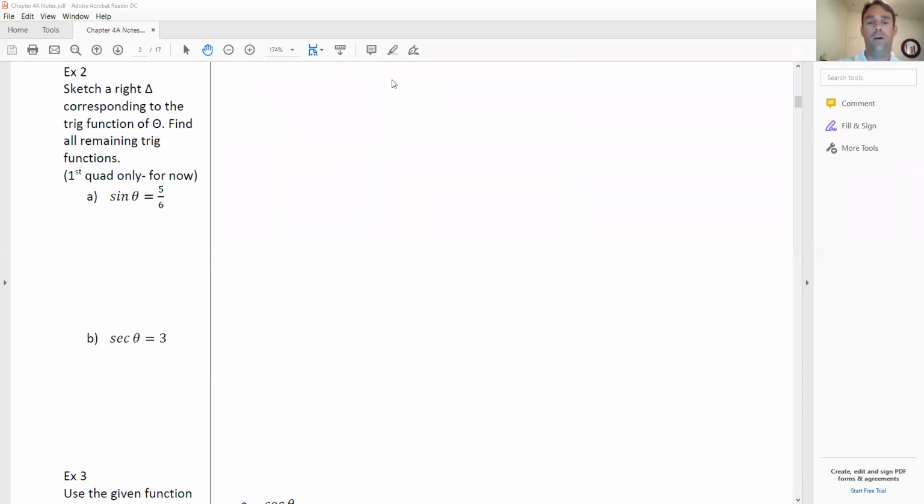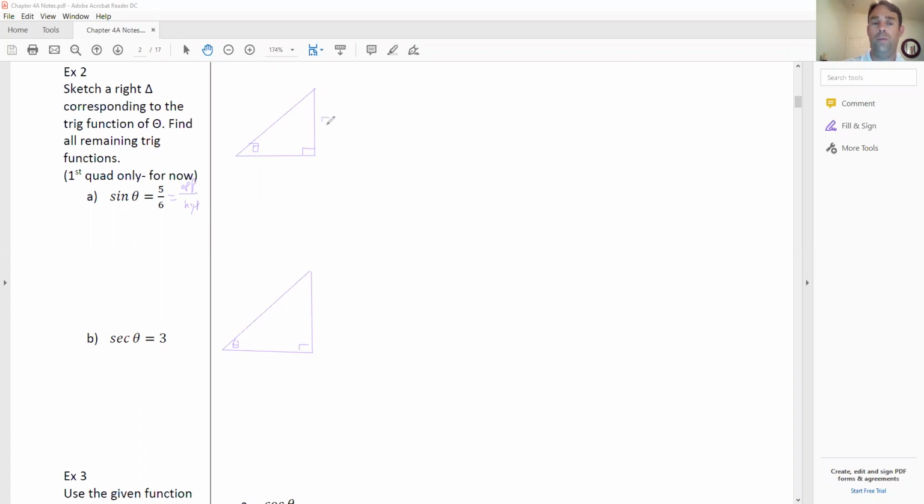So now we're going to try a couple more here. You're given some information. So we'll do a couple. I'll do the first one, then I'm going to have you guys pause and do the second one here. It's essentially the same kind of thing we did before. It's just now we have to figure out where the sides go. So sine is opposite over hypotenuse. So that means 5 is my opposite side, 6 is my hypotenuse.